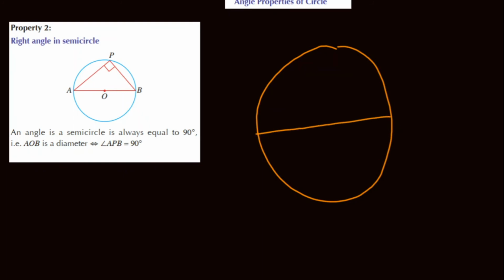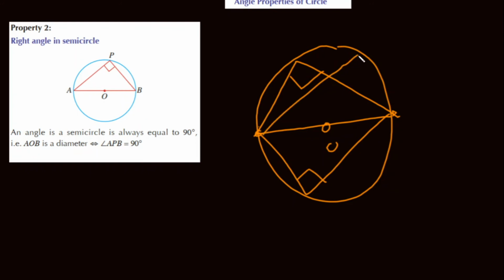Next property is the angle in a semicircle. So an angle in a semicircle is always 90 degrees. Another way of saying this is that the angle subtended from the diameter is always 90. If this is the diameter and we make an angle on the circumference from the corner points of this diameter, this would always be 90, which means this would be 90, which means this would be 90. So all angles subtended from the diameter equal 90 degrees.